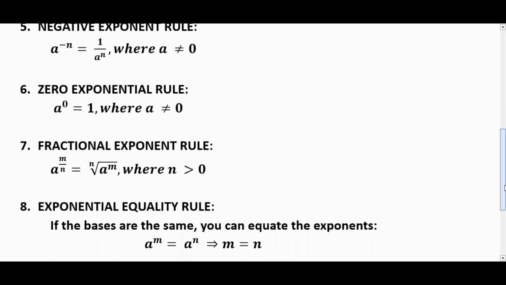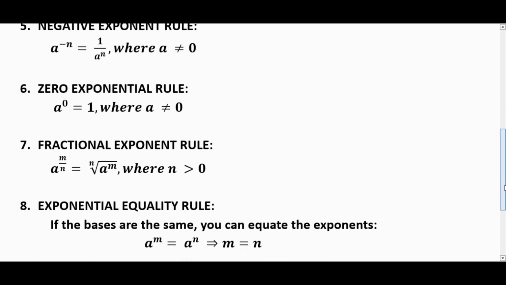We also have the fractional exponents rule. The fractional exponents rule states that if a is raised to the power of m over n, this simply means the denominator takes the root of a to the m. That is the nth root of a to the m, where n is greater than or equal to 0. Now guys, you're going to understand this rule as we go on in this video, because I'm going to solve some questions that make use of all of these rules. So stay tuned and watch out for that solving.